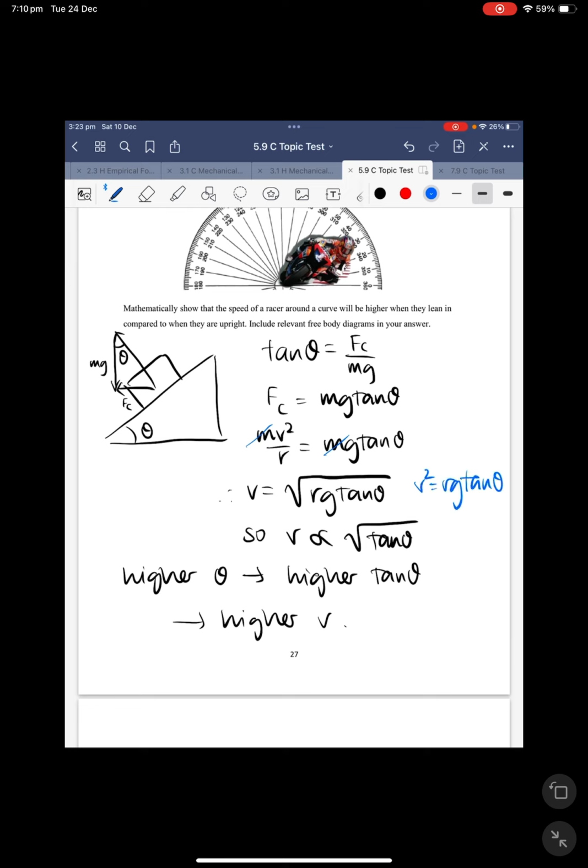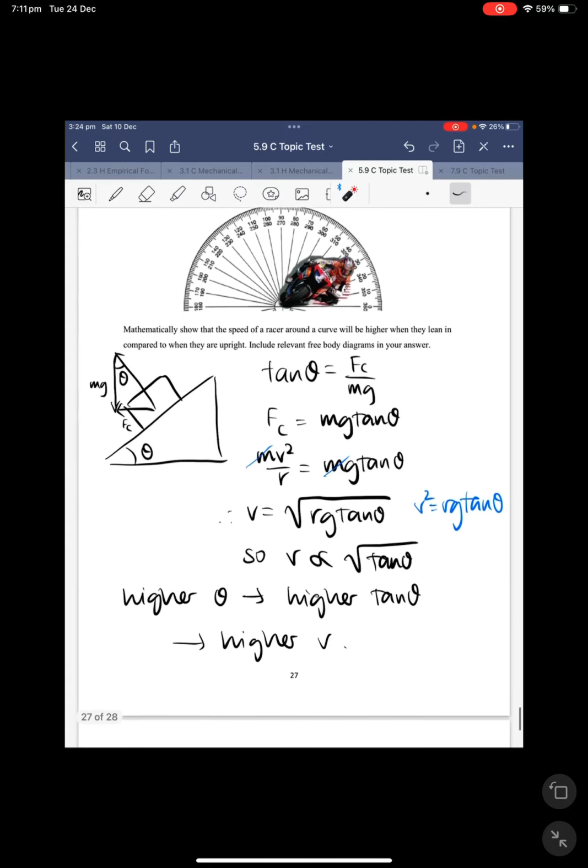Now we want to explain why the speed of the racer will be high when they lean in. That's because the more you lean in, the higher your angle theta is. And the higher your theta is, the higher your tan theta is, because tan theta is an increasing function, and that would in turn lead to a higher velocity. And so you really do want to be leaning in when you are racing around a curve.